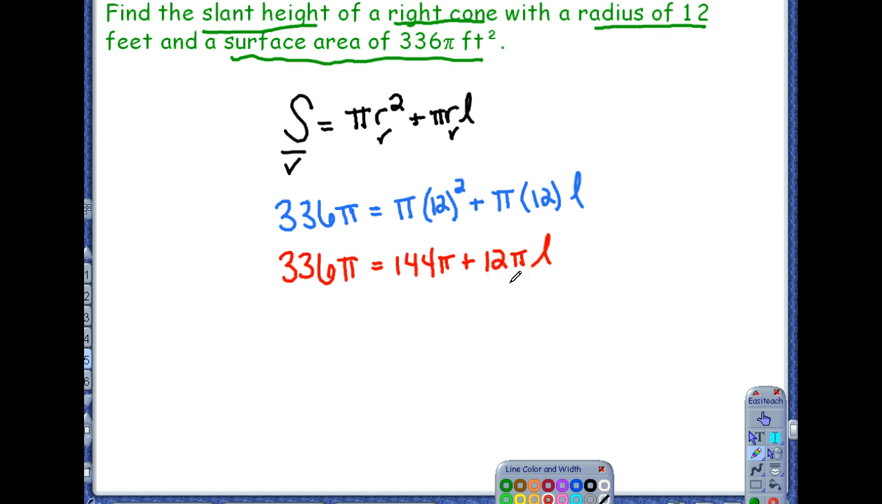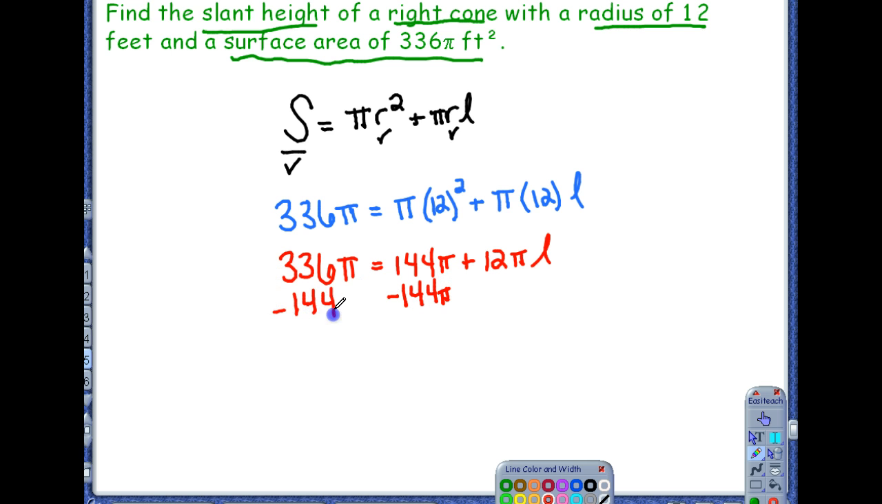No, but I know lots of people do. And yes, the reason why is, again, kind of like the last slide. They have pi, but one has a variable, the other one does not. You can't combine. Those are not like terms. I'm thinking, let's subtract 144 pi on both sides. Okay. Now, these are like terms.